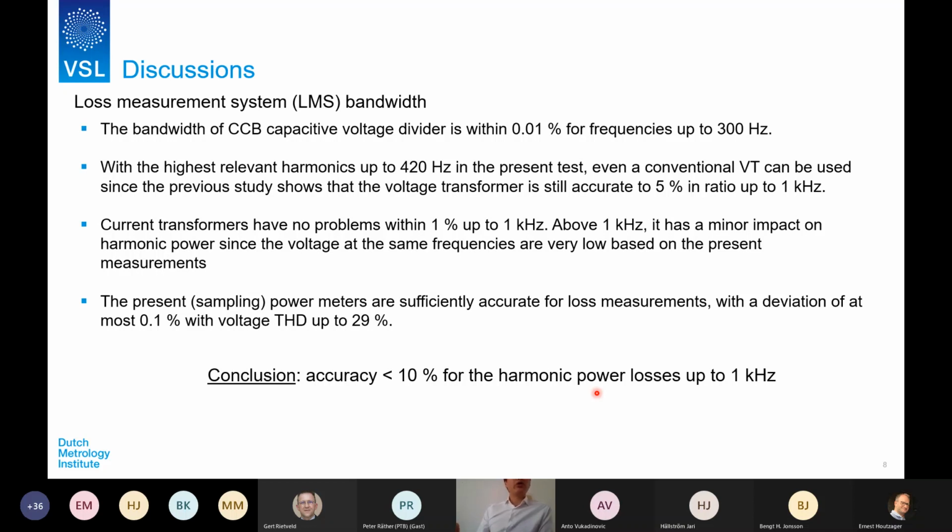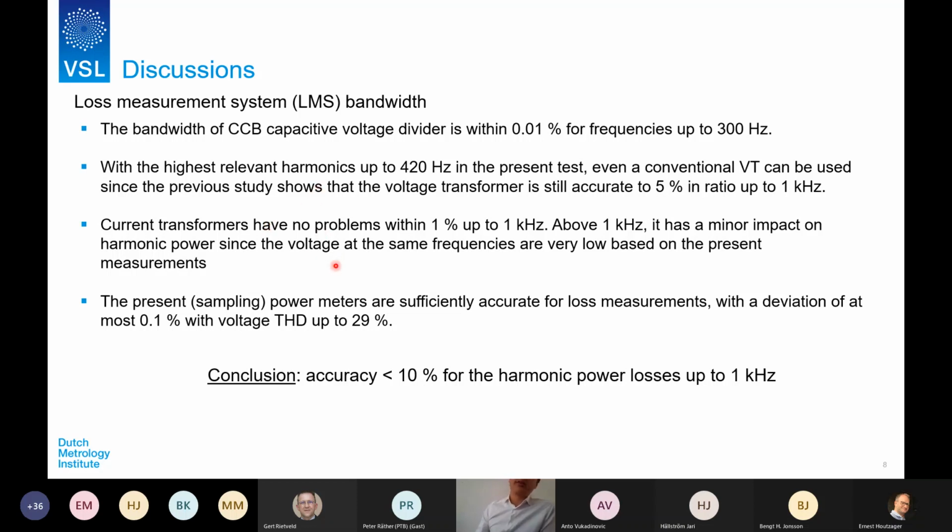And even if we don't use this capacitive voltage divider, we use a conventional VT. A previous study shows that the conventional VT is still accurate to 5% in ratio up to 1 kilohertz. Since the highest relevant harmonic we see in this measurement result is about 420 Hertz, we think that for the voltage channel we can still achieve 5%.